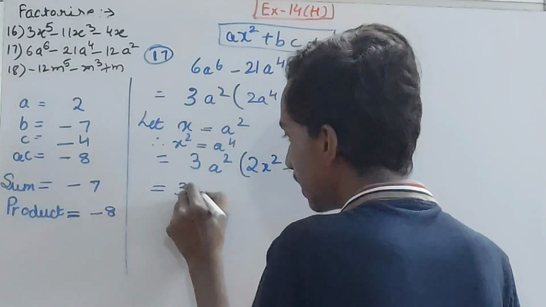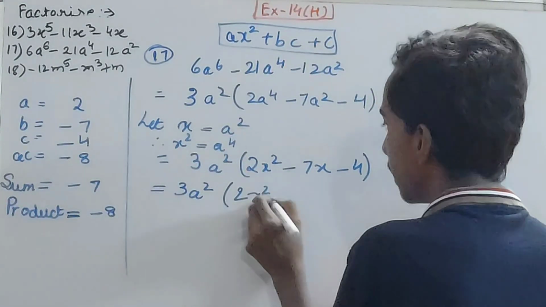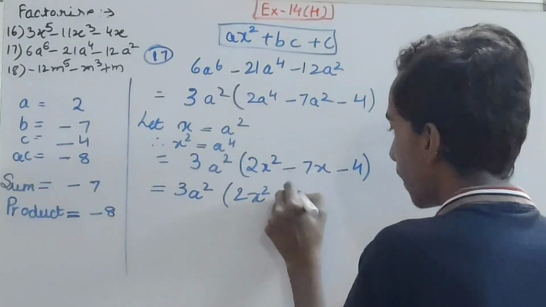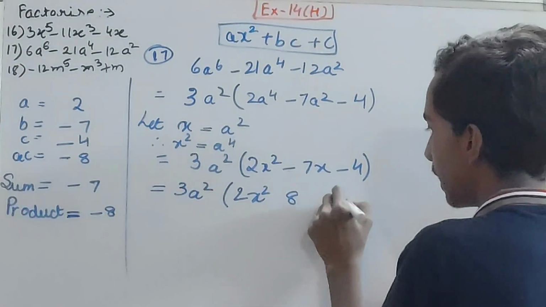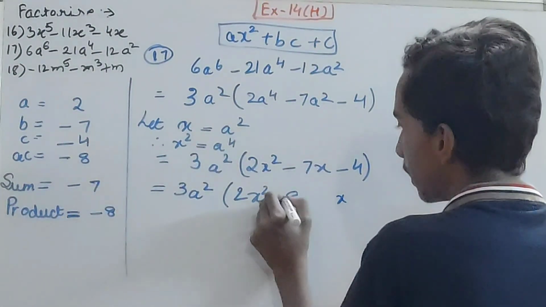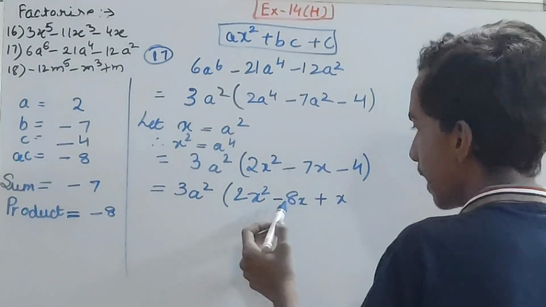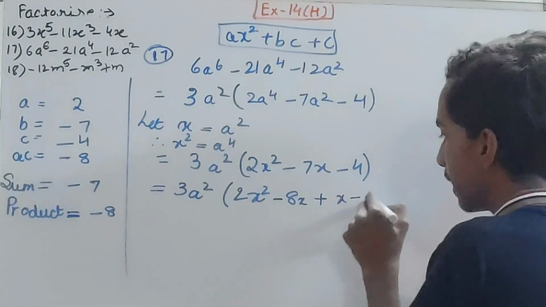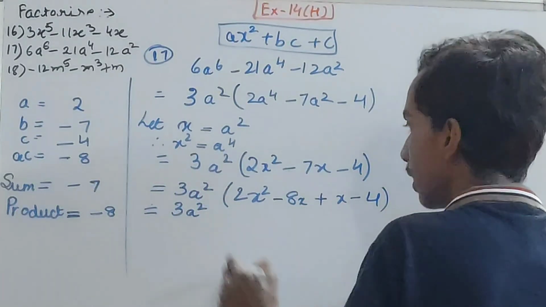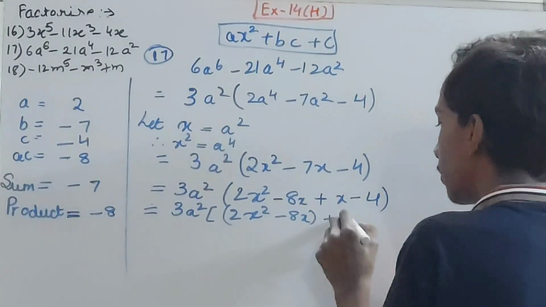You will have 3a square into 2x square minus 4 into 2, as I said, minus 8. So you can take here 8 and 1, 8x, 1x. Give them the signs also. We want minus 8 and the sum also has to be minus, okay? So you will write minus and plus here. Minus 8 into plus 1, that is minus 8, minus 8 plus 1, that is minus 7. And here you will have minus 4, right? Now you will have 3a square, and in one group 2x square minus 8x, in another group x minus 4.